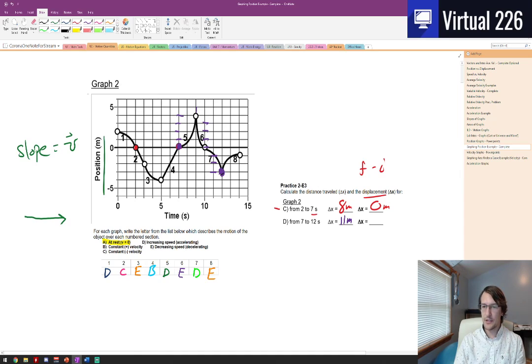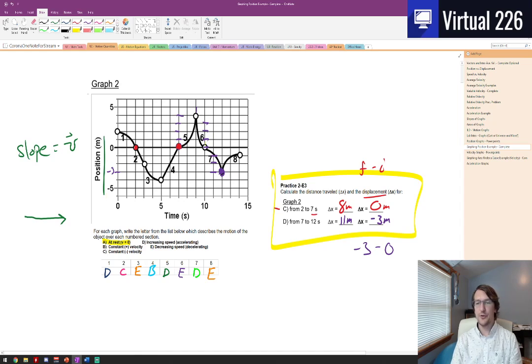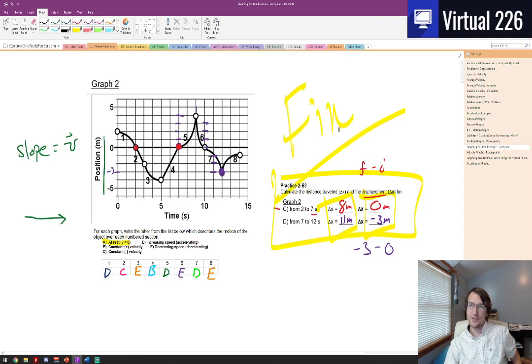As for the displacement, it's just final minus initial. My final position, if I read it from the graph, is right here, -3. So that's -3 minus the initial position of 0, which means my displacement, or my change from the beginning, is -3 meters. And that's how you read a graph like that. Hopefully this example helped you out. Remember, distances always have to be positive. Displacements can be positive or negative. But with that, this position graph is finished. Take it easy.